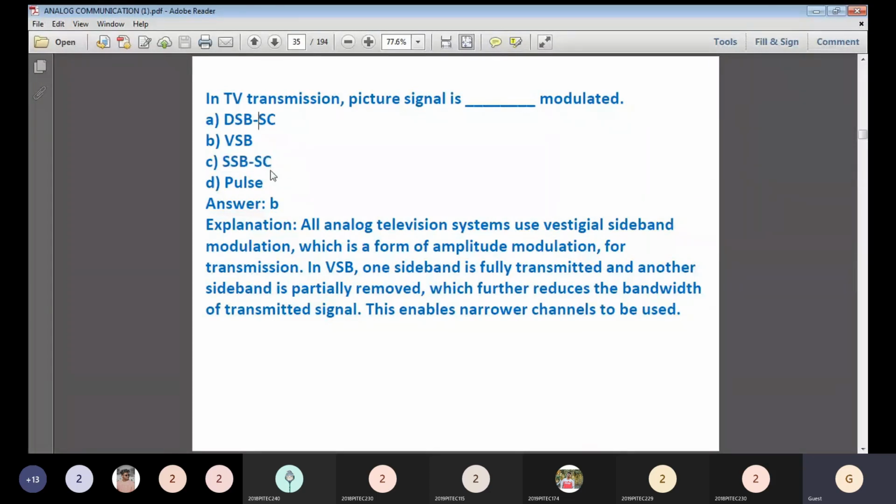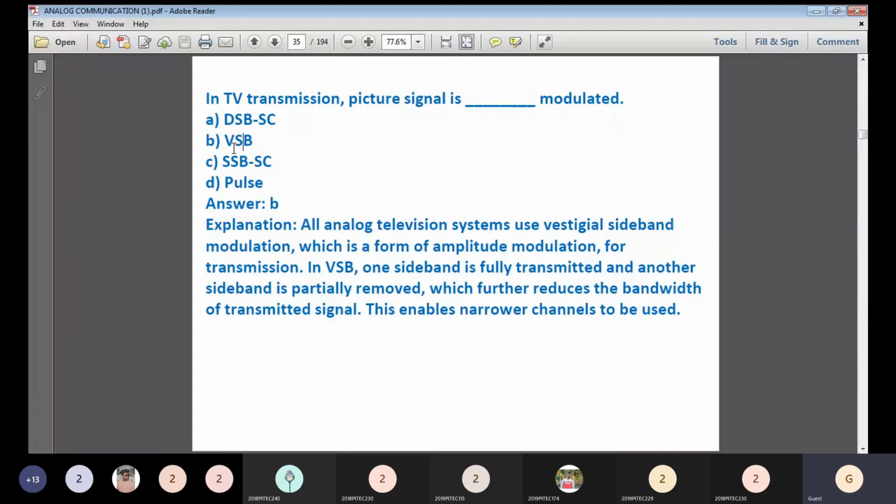Next, if we use double sideband, what will happen? Along with the required components, the unwanted components are also transmitted. Because of that, the bandwidth requirement is increased. So the bandwidth is occupied by this signal, and the bandwidth efficiency is reduced. So what is available in between these two?